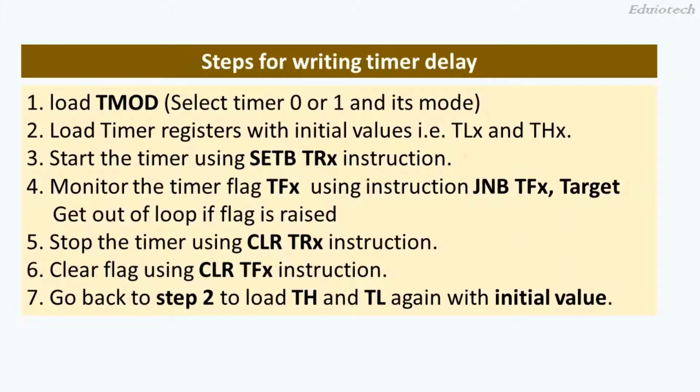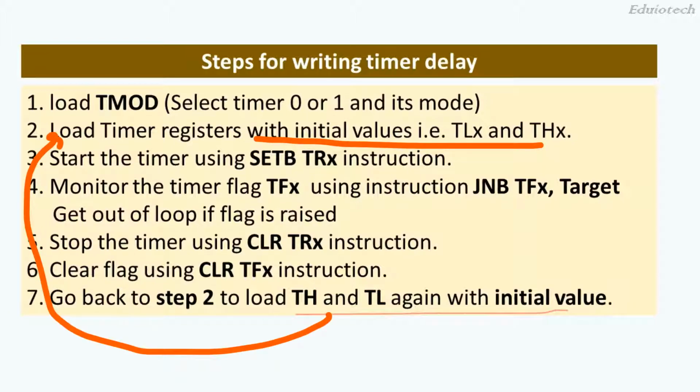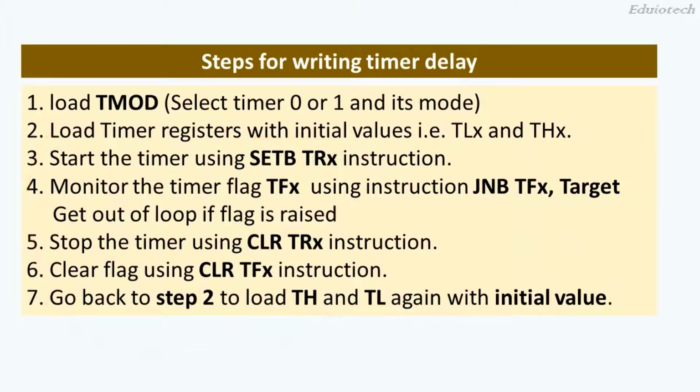Fourth, monitor the timer flag using the instruction JNB, that is jump if bit not set to the relative address, otherwise execute the next instruction, that is get out of the loop if the flag is raised. Fifth, stop the timer using the CLR TR instruction. Sixth, clear the flag using the CLR TFX instruction. And the last one, go back to step 2 to load TL and TH again with the initial values.